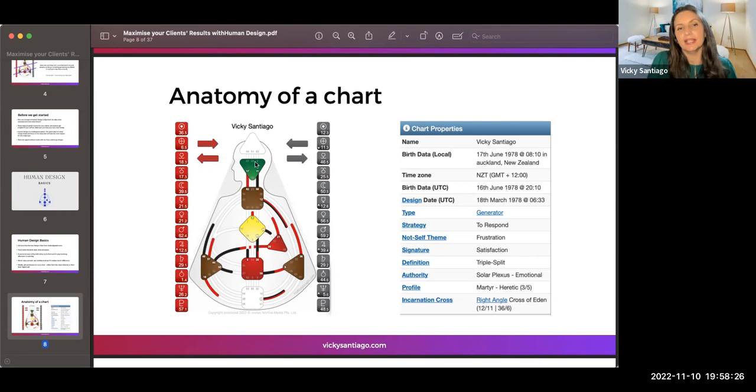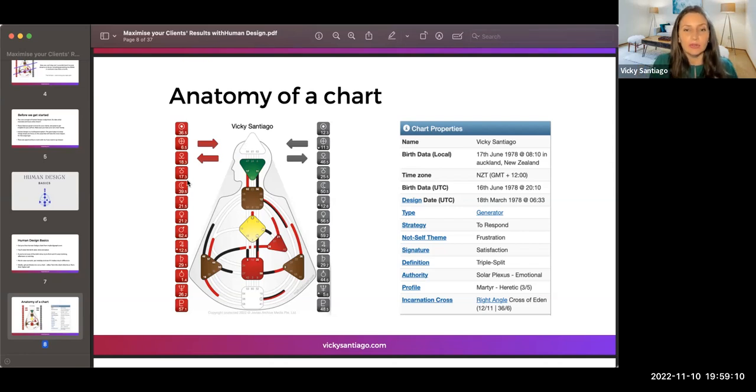When something is colored in like this, it's called defined. And what that means is that you have consistent energy in whatever the theme of that center or that gate is. When it's white like this, it's called undefined. We all have all of the chart. The question is simply what's defined and what's undefined. Because when you have it defined, you have consistent energy there, and when you have it undefined, then you have variable energy there. Make sense?